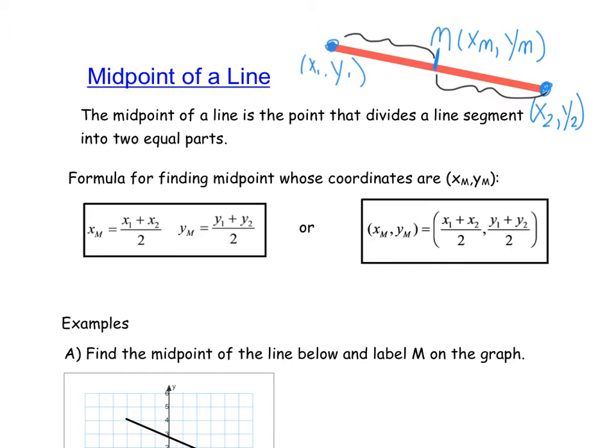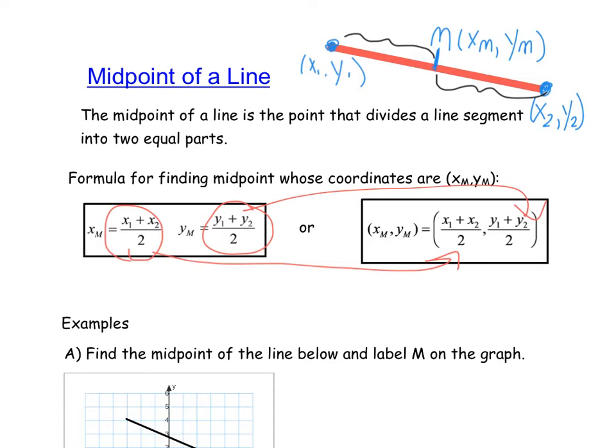You might also see it expressed like over here where we have put the coordinates together, but it's essentially the same thing. So this is my xm formula. I put it in here for the coordinate. This is the ym formula. I put it in here for the coordinate. It's the same thing. But you will probably find it easier using this, finding the x separately and then finding the y separately. Then you'll put them together and write them as a coordinate when you write your answer.